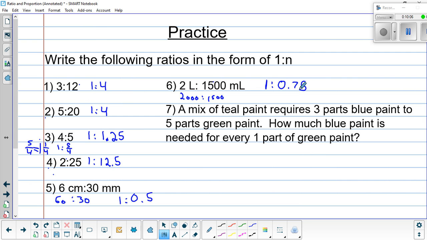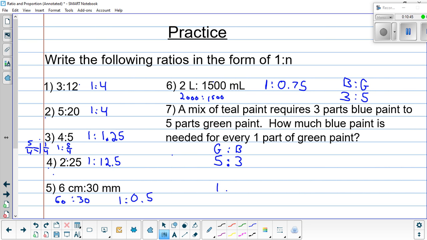And lastly, question 7. A mix of teal paint requires 3 parts blue to 5 parts green. And notice, like I said, sometimes as I'm reading, I just start writing stuff that can help you out. How much blue paint is needed for every 1 part green? So if we want 1 part green, we have 5 to 3. So notice I just swapped my ratio around, and I'm just going to rewrite it that way. Because we want 1 part green at the end, right?